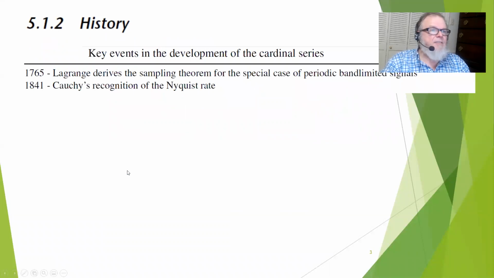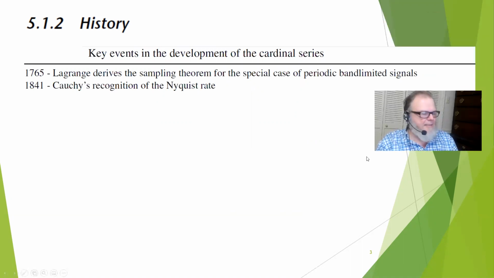Here are some key events in the development of the cardinal series. I think they're key events because these are people that discovered the sampling theorem independent of each other. There's the old question of whether mathematics is discovered or invented. And we see in many cases in history where the same mathematics is independently generated by 2 or more people. We see this all the time. And we'll see this with the sampling theorem.